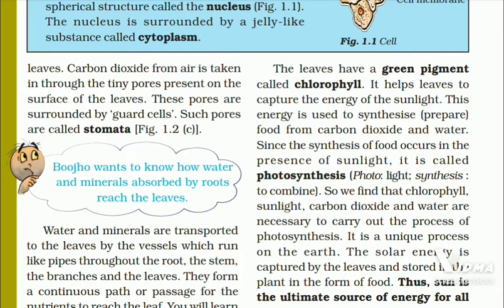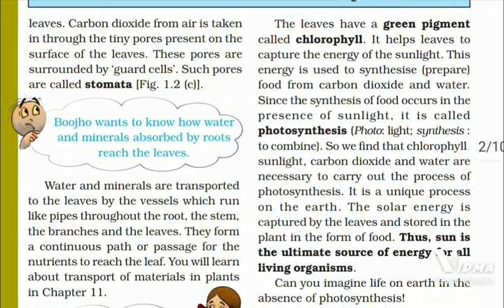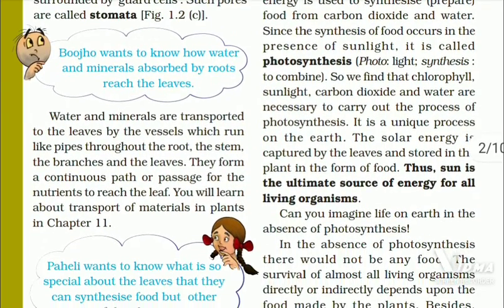What are they? First of all, chlorophyll, then sunlight, carbon dioxide and water. It is a very unique process on the earth. The solar energy is captured by the leaves with the help of chlorophyll, and it is stored in the form of food. So the sun is the ultimate source of energy for all living organisms. Sun gives endless energy to all of us.